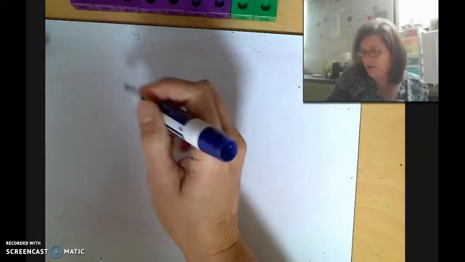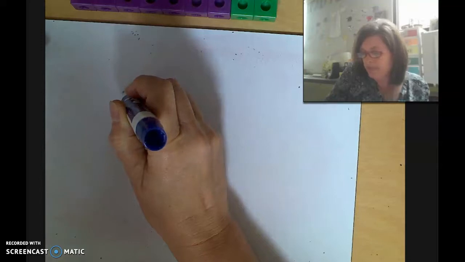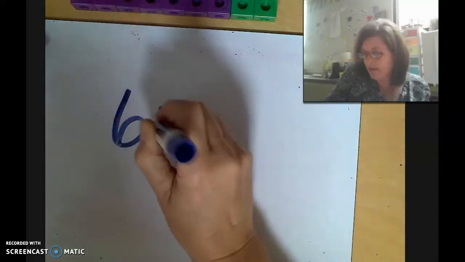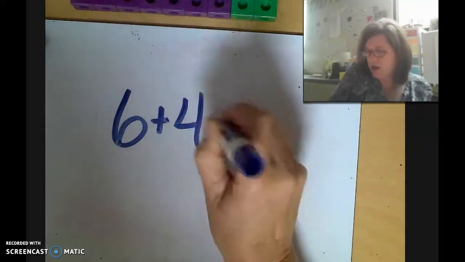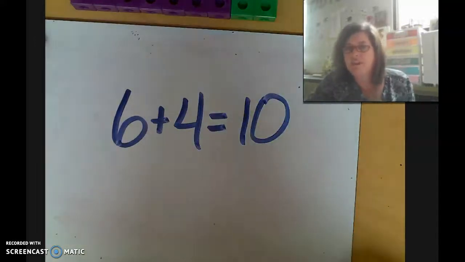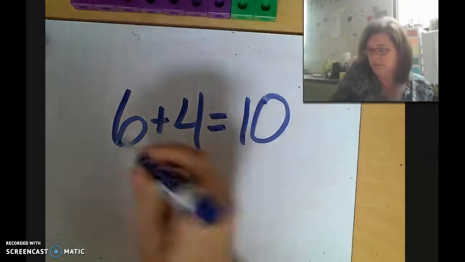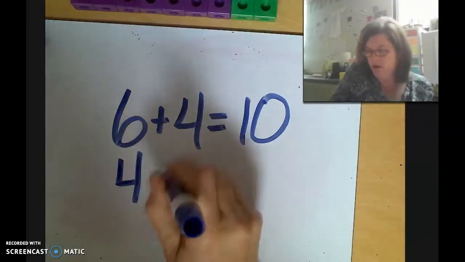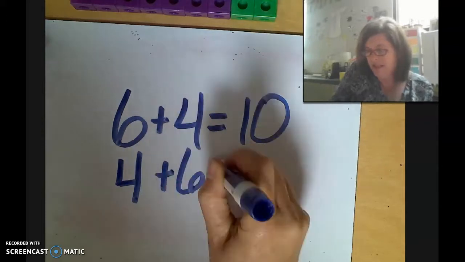One more. Okay, what if I wrote 6 plus 4 equals 10? What would the flip-flop be? Yep, 4 plus 6 equals 10.